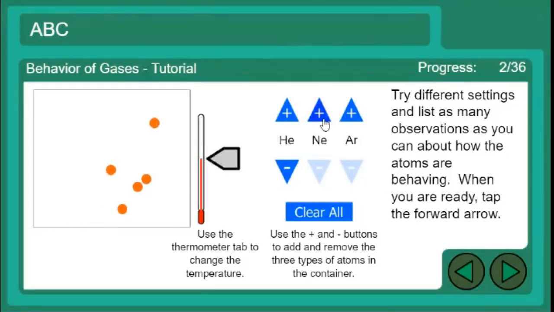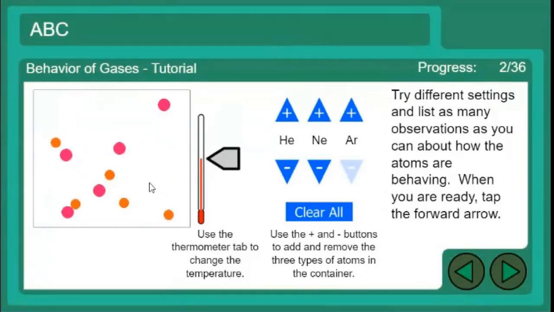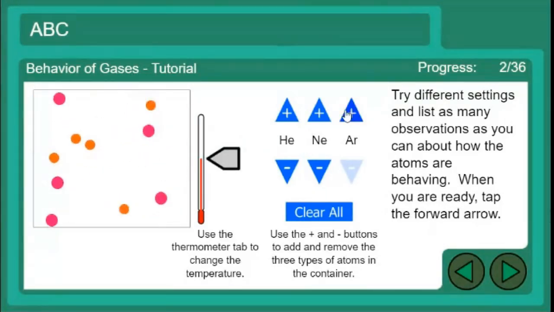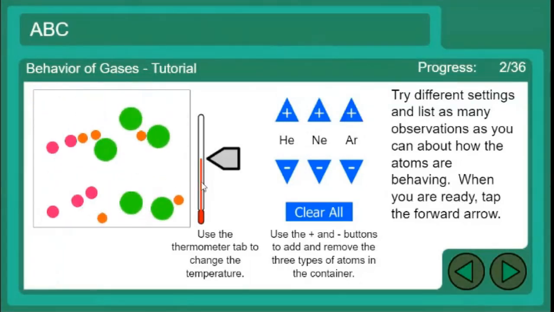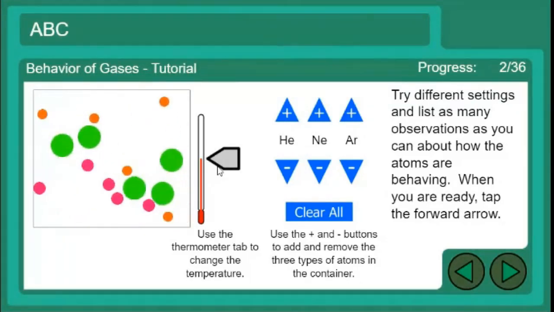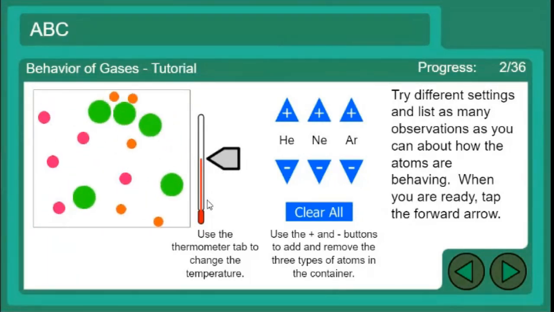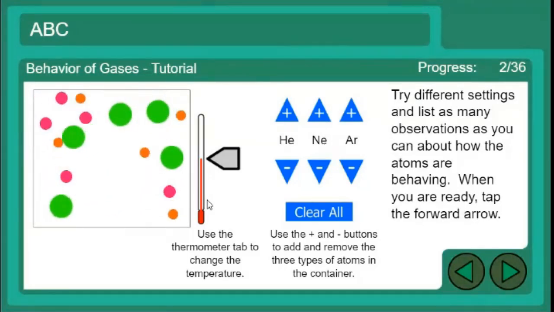Now I try to add neon. What did you observe? How about the size of neon? Yeah, bigger, right? The size is bigger. Then we check the size of argon. Yeah, bigger. So, as we know just now, when temperature decreases, the kinetic energy decreases as well. And when the number of atoms increases, more atoms will move faster.